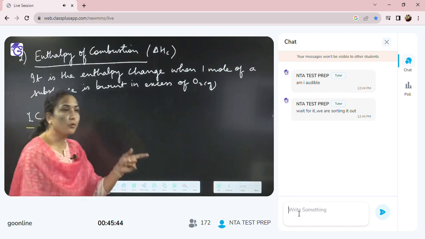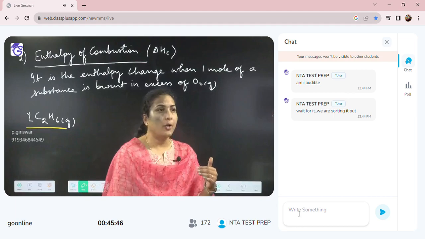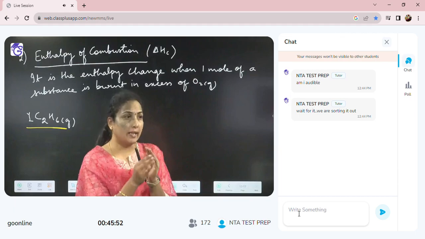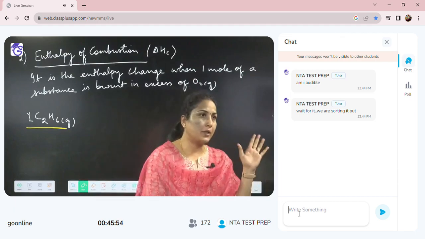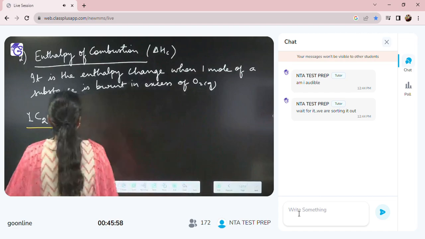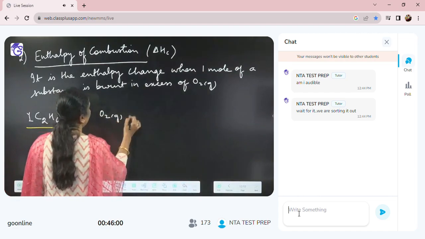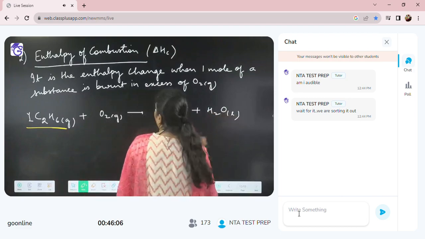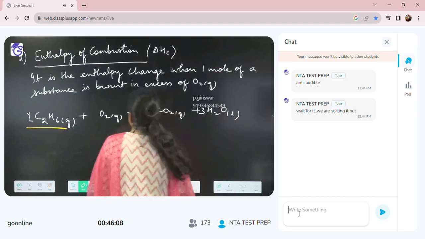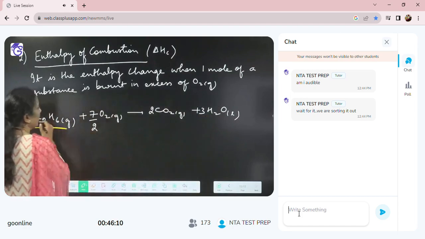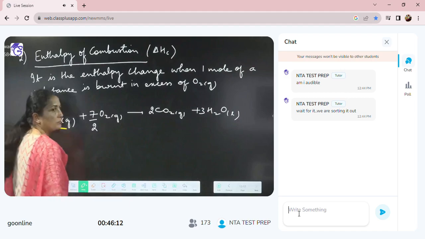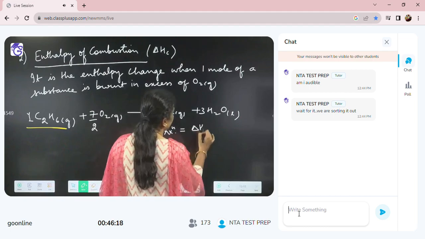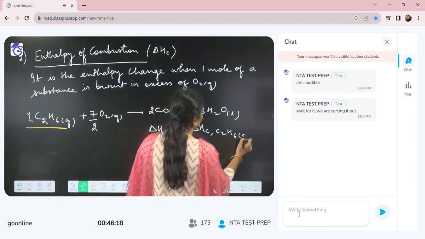So in case of enthalpy of formation, we were forming the product. So 1 mole of the product is fixed. In case of combustion, we are combusting a reactant. So 1 mole of that reactant is fixed. So that is the way you remember, okay? So here I'll be writing O2 gas giving you CO2 gas plus H2O liquid. Here it is 2, here it is 3. So the thing is you'll be getting 7 by 2. Please do not multiply 2 here. It should be only 1 mole. So delta H for this reaction is representing enthalpy of combustion of C2H6 gas.